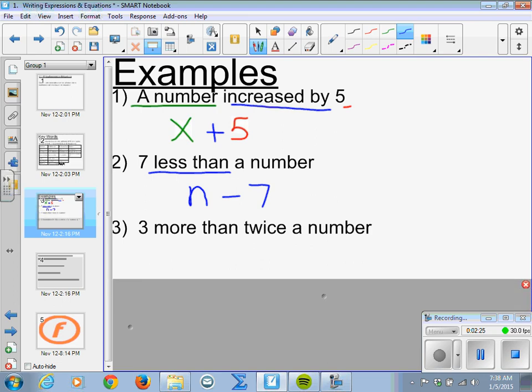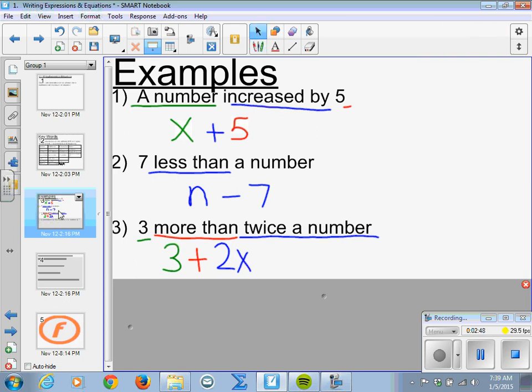3 more than twice a number. So we're adding something here. Okay, a couple different operations. So 3 is just 3. More than tells us we're adding. And then twice a number means multiplication. So twice some number, 2 times x. Remember from our last unit that we can just put a number and a variable together when we're multiplying them. So 3 plus 2x, 3 more than twice a number.